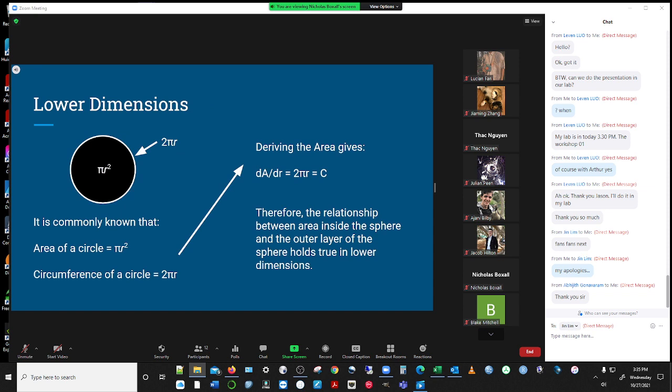Proof in lower dimensions. As the definition of a sphere is all points equidistant from a singular point, a circle is a two-dimensional sphere as it is all points at a set distance from a central point on a 2D plane. As most high school students will know, the area of a circle is pi r squared and the circumference is 2 pi r. Deriving the area with respect to r clearly equals the circumference, and therefore this relationship holds true.